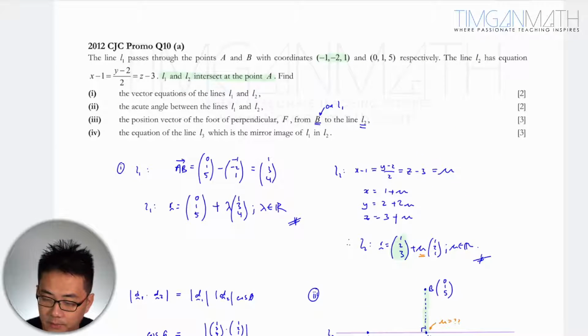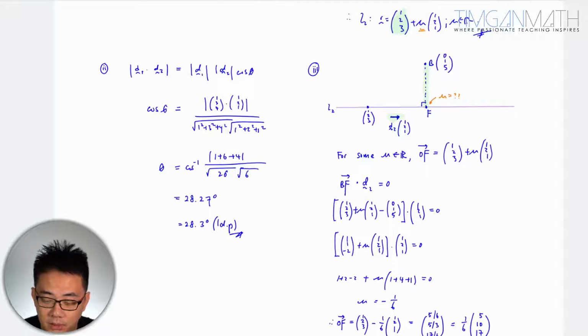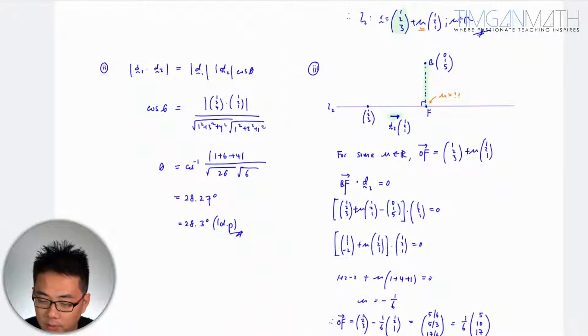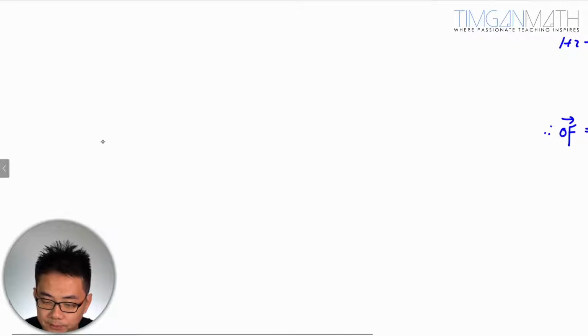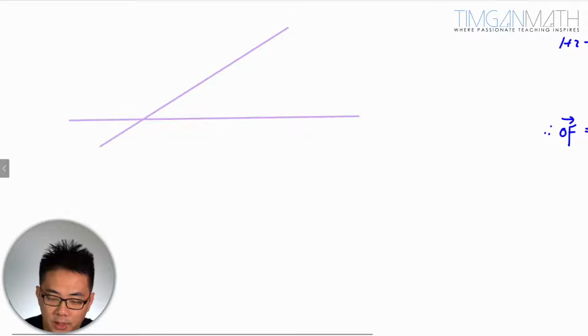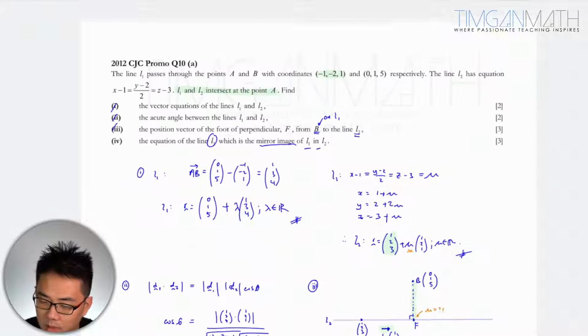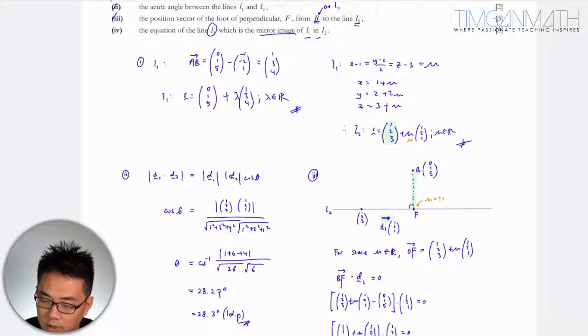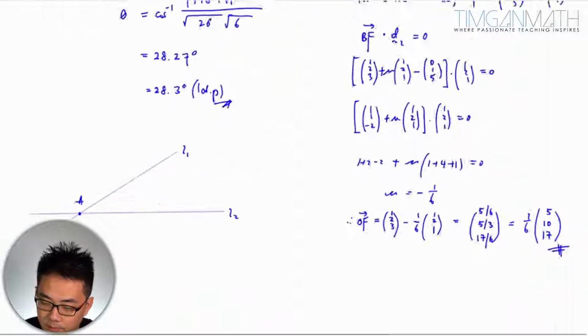So for the last part, you have to find L3, which is the mirror image of L1 and L2. Here it makes sense. Label everything which relates to L1 and L2. Okay, I will try. So for a starter, we know that L1 and L2 intersect at point A. We are given that it intersects at point A, right? So let's say this is L1 and L2. L1 has got B, which is actually 0, 1, 5 here.